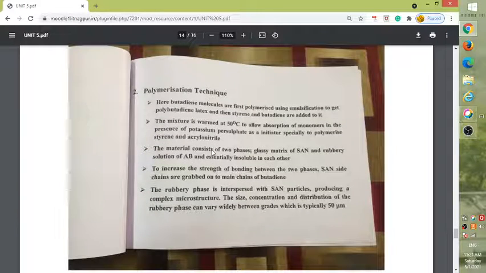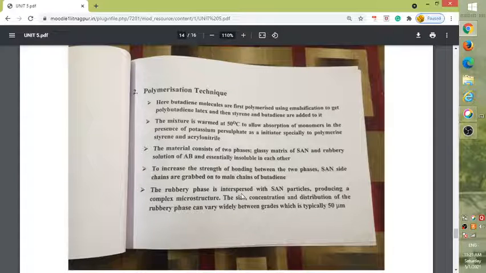Now the polymerization technique. Here butadiene molecules are first polymerized using emulsification to get polybutadiene latex, and then styrene and acrylonitrile are added to it. The mixture is warmed at 50 degrees to allow absorption of monomers, in the presence of potassium persulfate as an initiator, especially to polymerize styrene and acrylonitrile. The material consists of two phases: a glassy matrix of SAN and a rubbery solution of acrylonitrile butadiene, essentially insoluble in each other. To increase the strength of bonding between the two phases, SAN side chains are grafted to the main chains of butadiene.